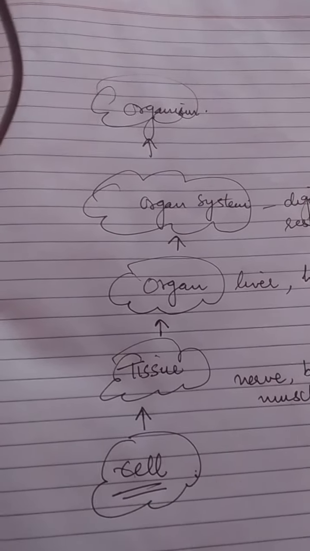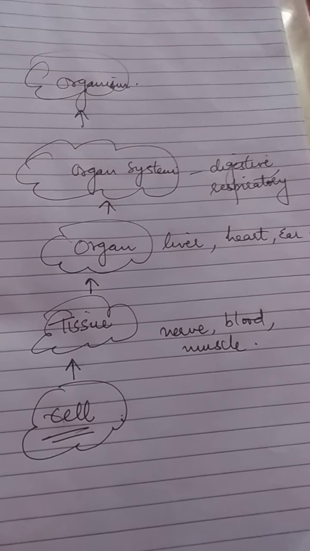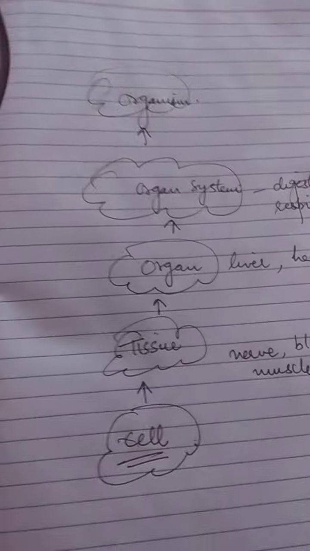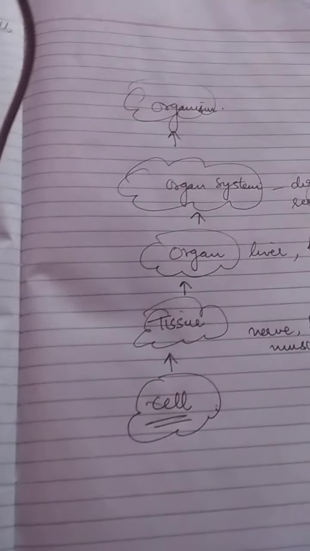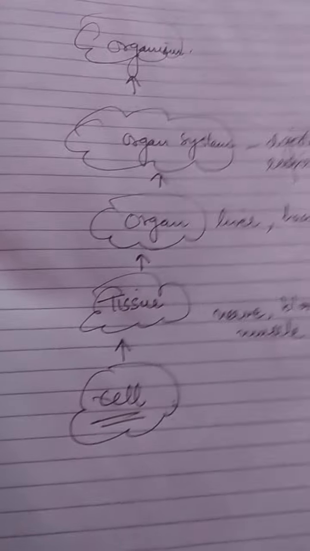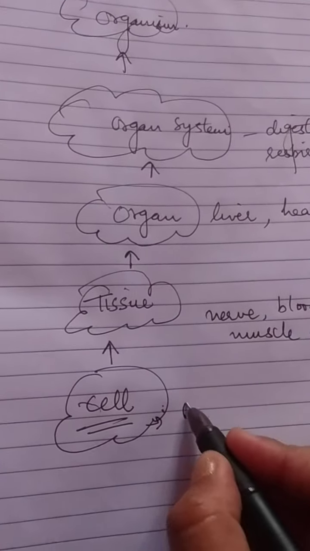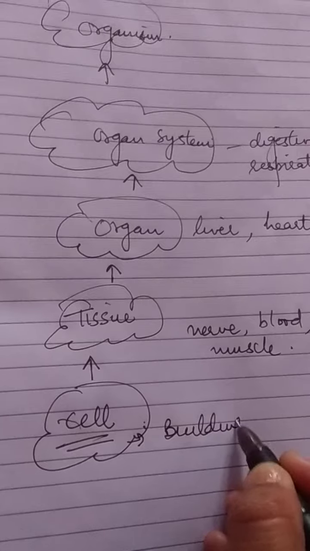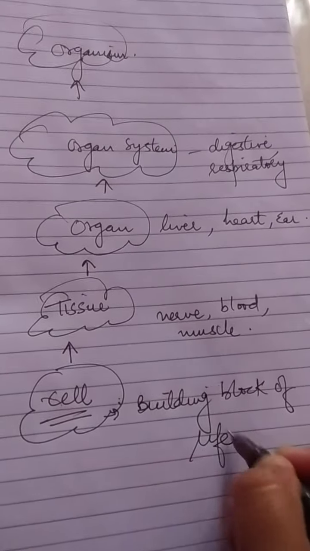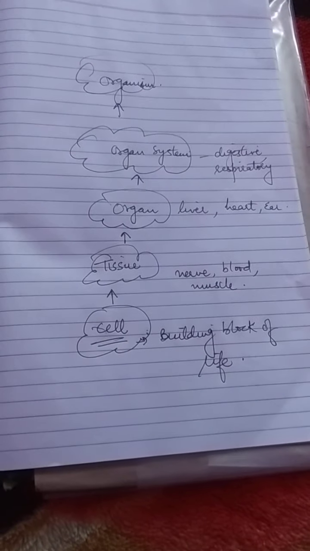I am one of the organisms in which various systems, digestive, respiratory, every organ system, are going on. Clear? And that happens just because of the cell only. It means it is the building block of life, from where our life originates. Clear?